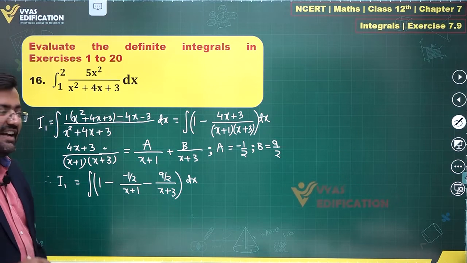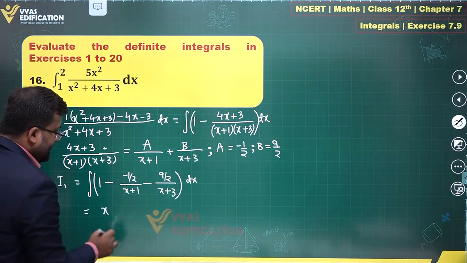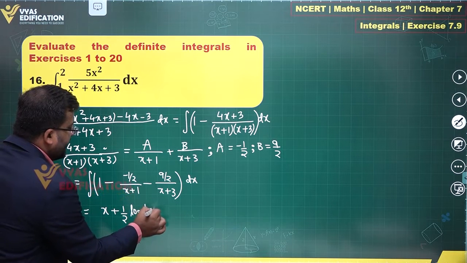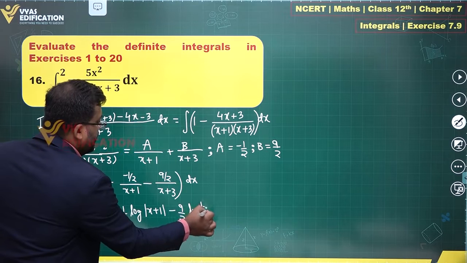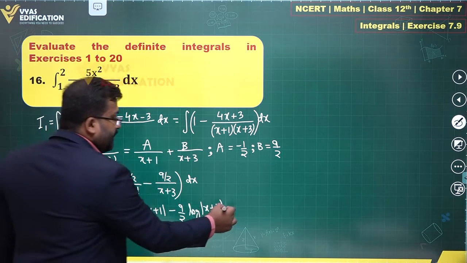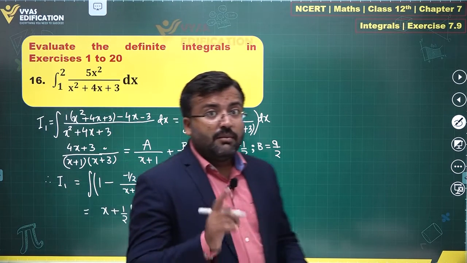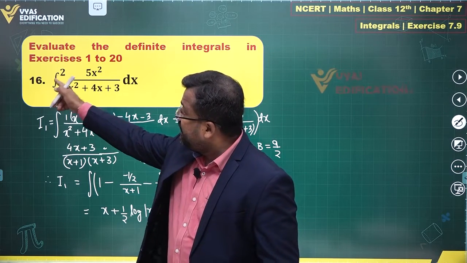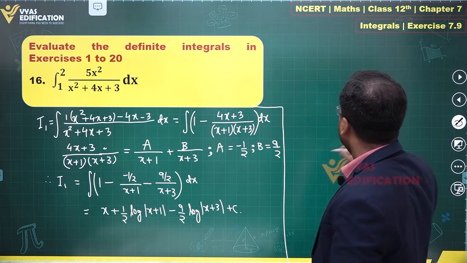And now the indefinite integral is very simple. Indefinite integral of 1 is x. This is plus 1 by 2 log modulus x plus 1 minus 9 by 2 log modulus x plus 3. Each and every term has been integrated, plus a constant of integration. That's the indefinite integral I1. But mind you, we have found the indefinite integral after taking away this 5. Once we bring that 5 inside, we can easily find the value of I.